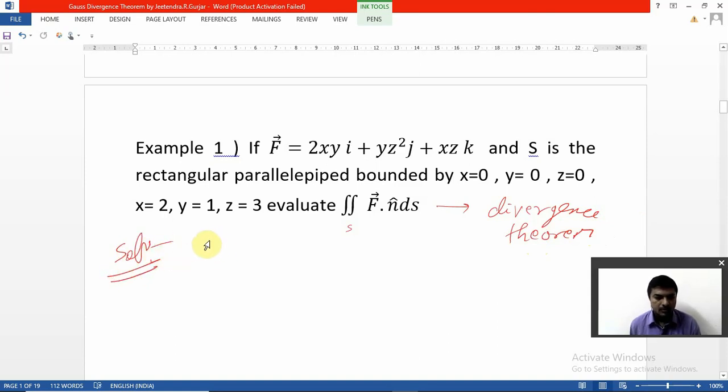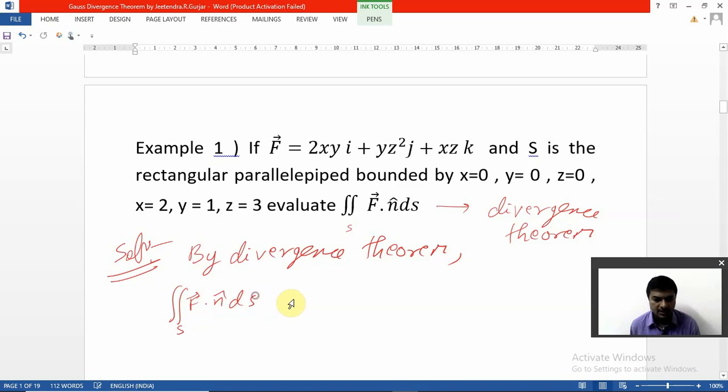Okay, so immediately we'll simplify this. So now this is solved only by divergence theorem. Now what does the divergence theorem say, students? Please remember the formula. Just go back to the video, rewind it once again, and you can see I have already given double integration over S of f bar dot n cap ds is equal to triple integration over V of divergence of f bar dv.